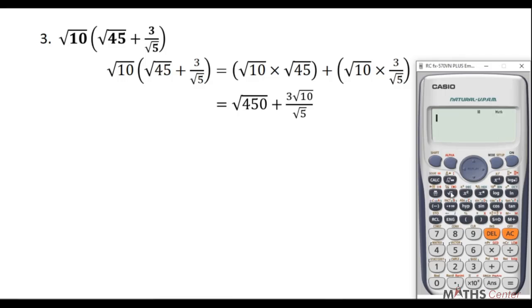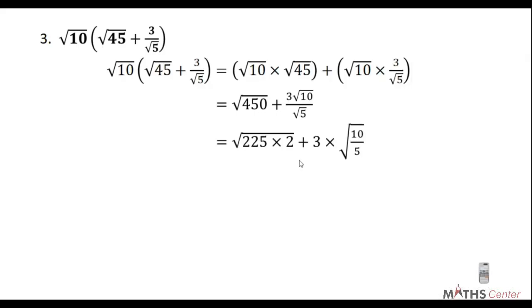So square root of 450, the calculator is giving us 15 root 2. The perfect square we are looking for in this case is 15 squared. We know that 15 squared is 225. The other number is 2. So square root of 450, if you are to break it down, we are going to have square root of 225 times 2.